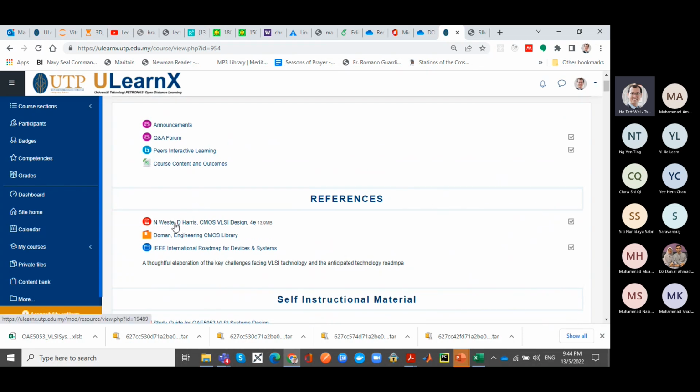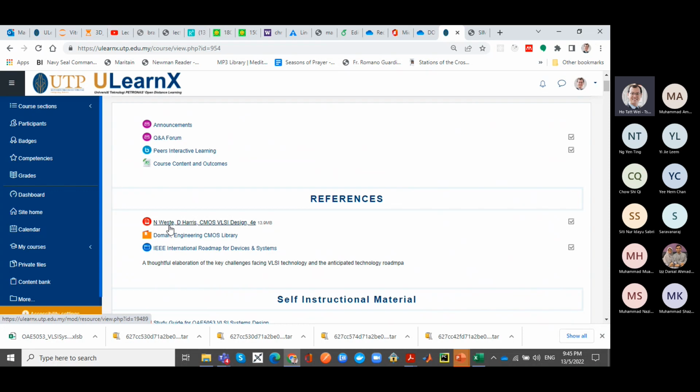I would recommend using the West and Harris textbook. It's one of the best textbooks I've seen around. It's very extensive, and we're only going to be using about three chapters of this book: chapter 1, chapter 2, and chapter 4. But feel free to read chapter 5, chapter 6, and the later chapters. They will teach you about digital systems design, and the different parts of the entire IC design and fabrication steps are covered in this excellent textbook.